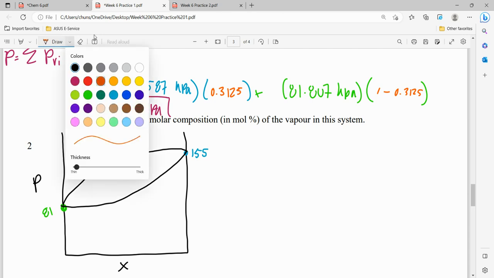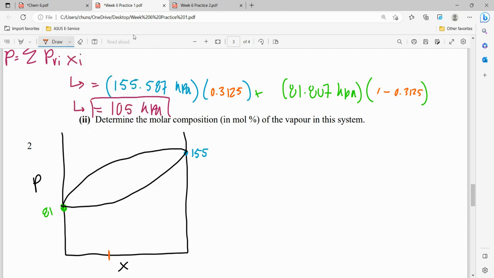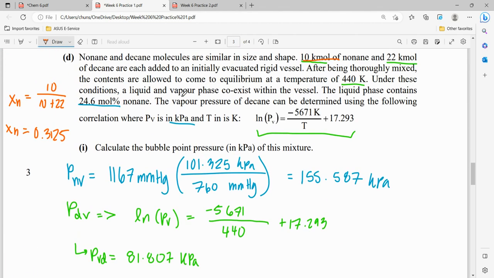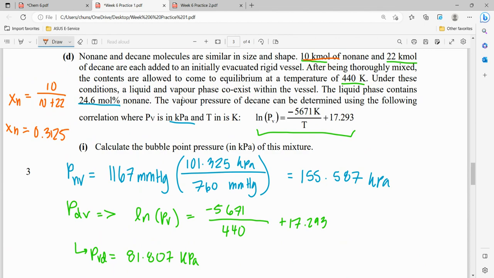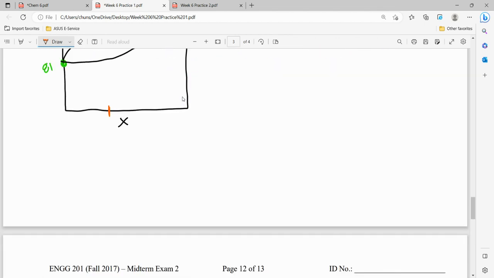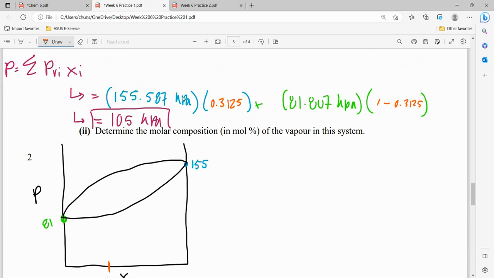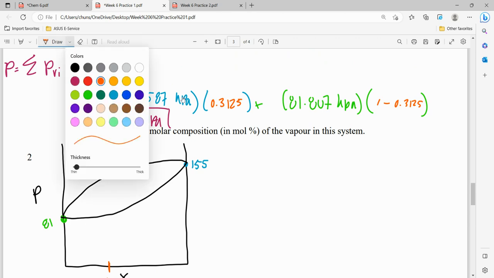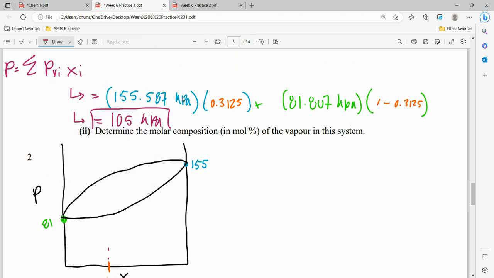And we calculated that our composition for our nonane is 0.3125, which is about here, at about 105 kilopascals for our bubble point. So our bubble point is bordering our vapor phase, right? Because it's just about to become fully vapor. So that would be at this point right here. So this is 105.